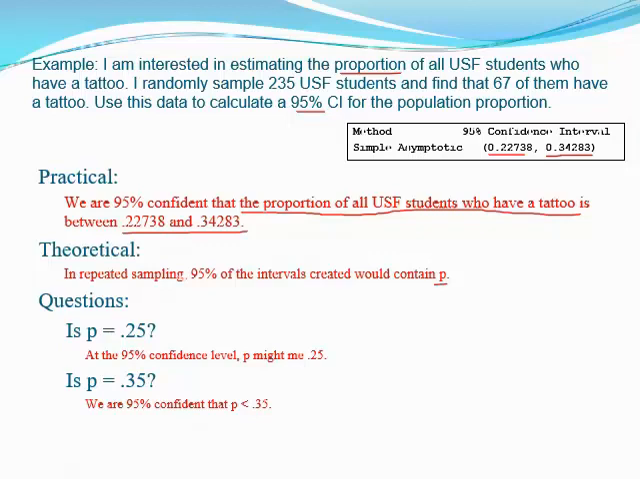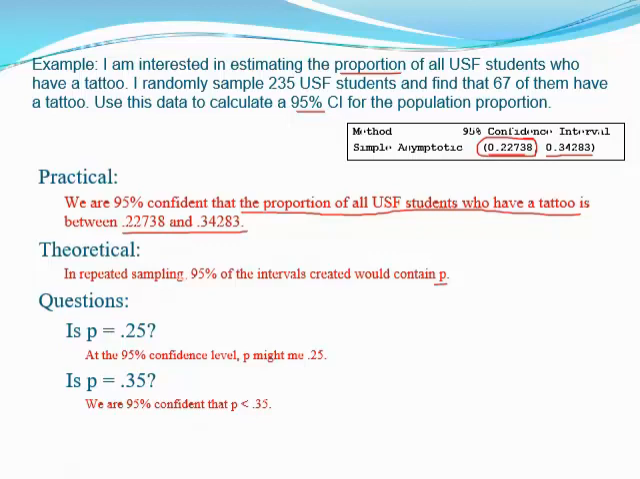Is P equal to 0.23? Notice the 0.23 falls really close to that endpoint, doesn't it? 23%. I'm going to say maybe, man, at the 95% confidence level, P might be 23%, but I'm thinking, gosh, I'm really close to that endpoint. It's frustrating. It's killing me.